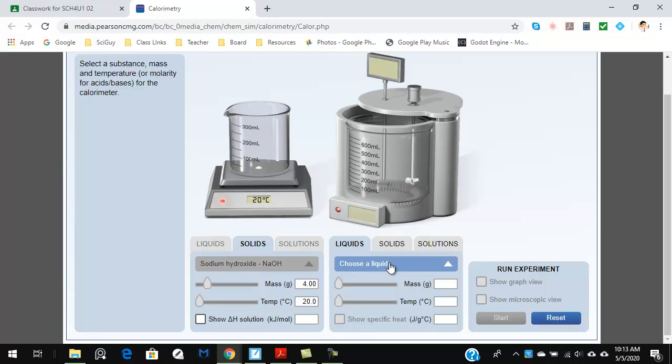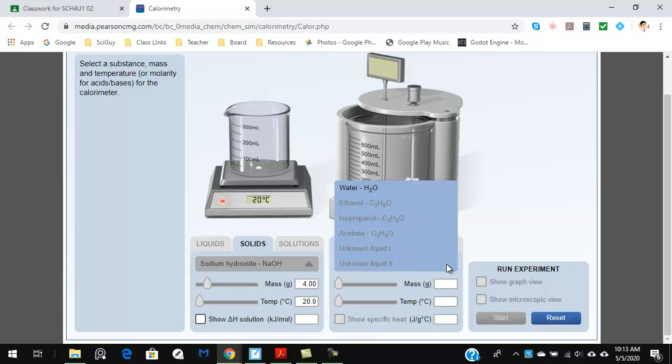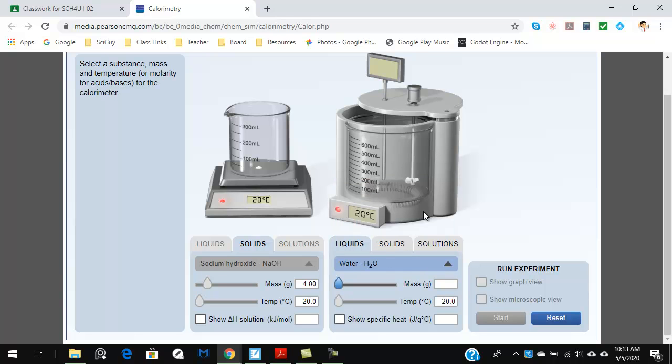Now we're going to set up the second beaker here that's in the calorimeter. So this time we are just looking to do a liquid. So it says we want to get water. So we'll click on water. We want 100 mils or 100 grams of water. Its initial temperature is 20. And the specific heat is 4.184.